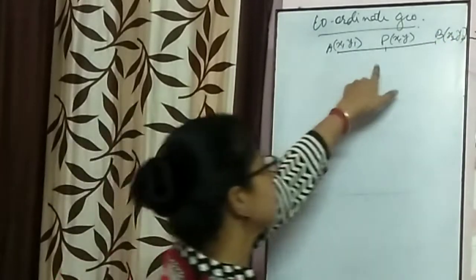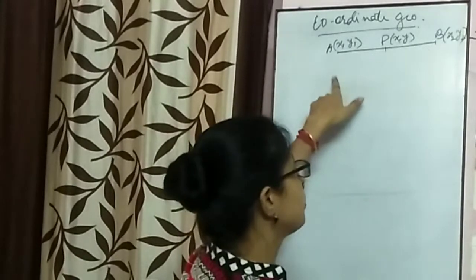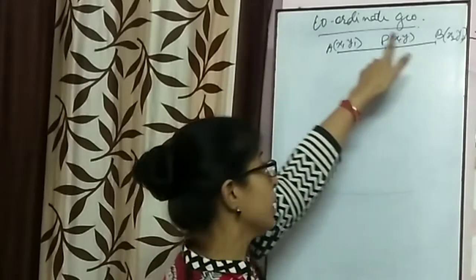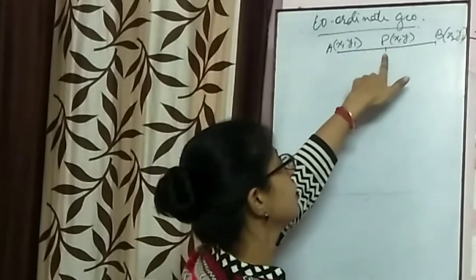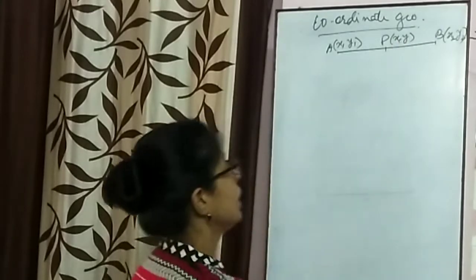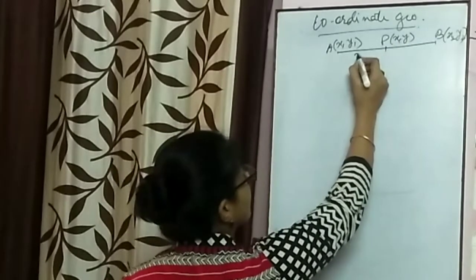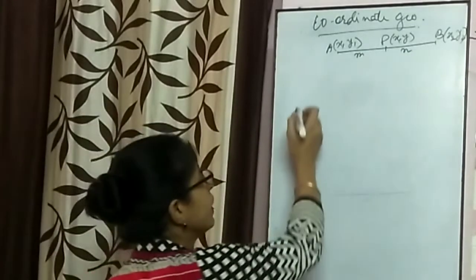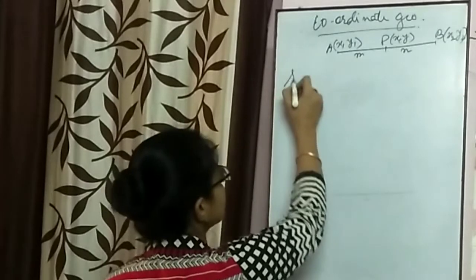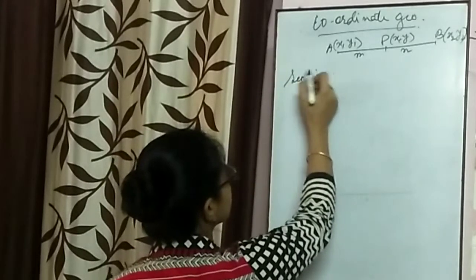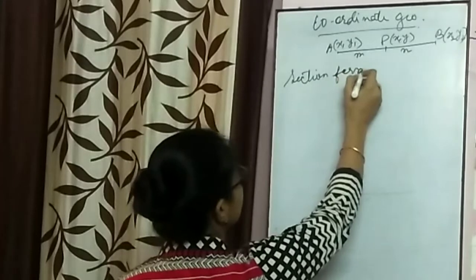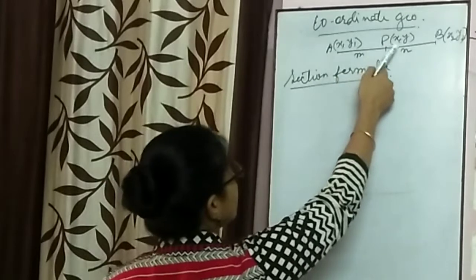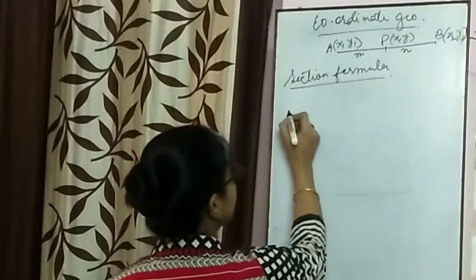Say P is a point in between the points A and B whose coordinates are x1, y1, x2, y2, and let the coordinates of the point be x and y. Then if the ratio by which it is divided is m and n, we get a formula which is known as the section formula. What is the formula? To get the coordinates x and y.